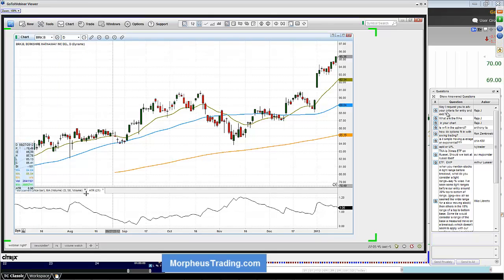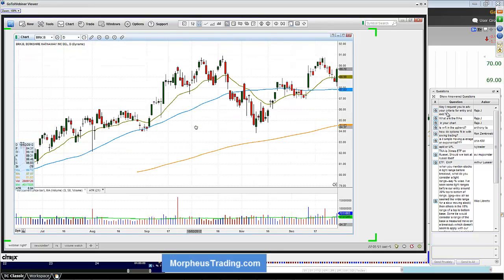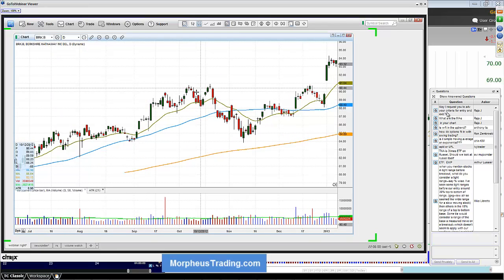But in terms of the chart, this is exactly what we look for. We look for a strong uptrend. All of our stocks must first pass through a trend filter, and the trend filter is simply that the 50-day moving average is above the 200.